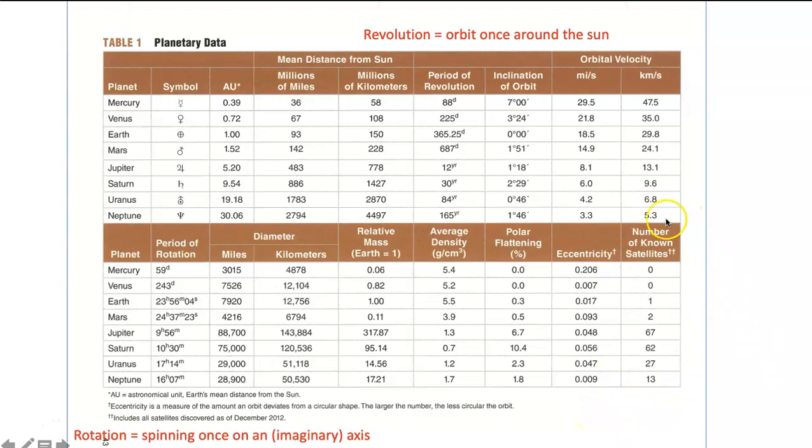Finally, the number of known satellites. This changes all the time as we find new moons around various planets. We call them satellites, but essentially that's the number of moons that are orbiting the planets.